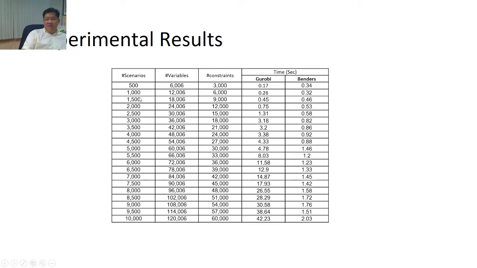When you have very few scenarios, you can see that in this case he's using Gurobi, which is the fastest so far in the spreadsheet format. You can see that Bender took a longer time when the number of scenarios is not large. But Bender has a very slow rate of increase as the number of scenarios increases.